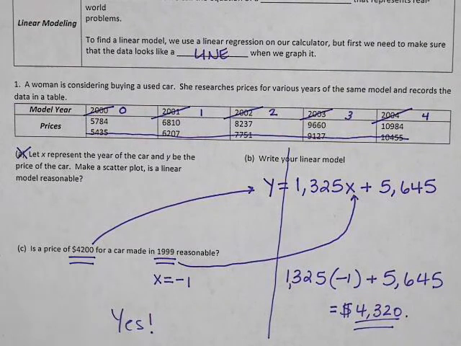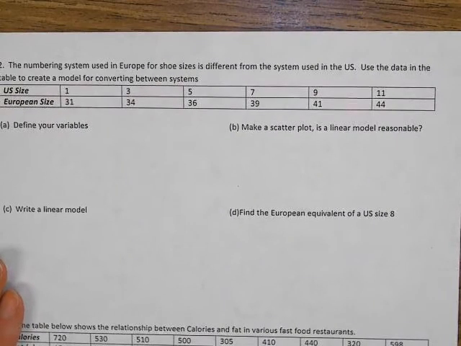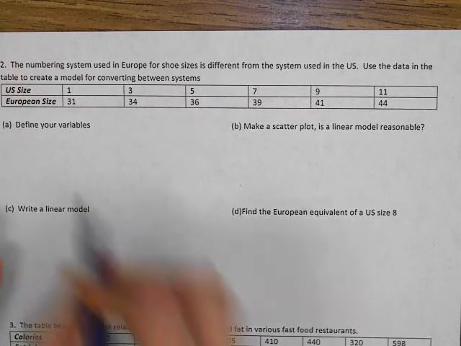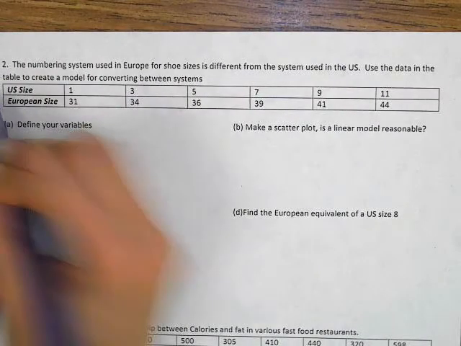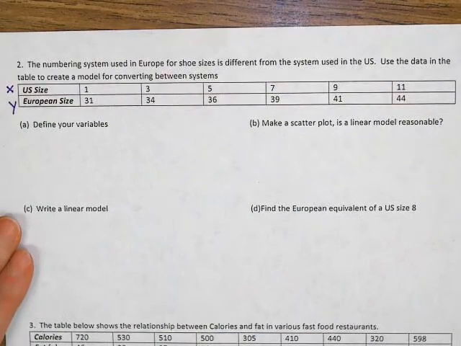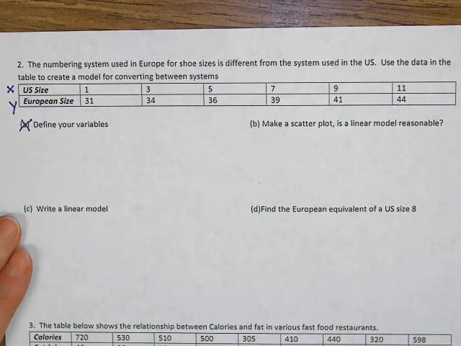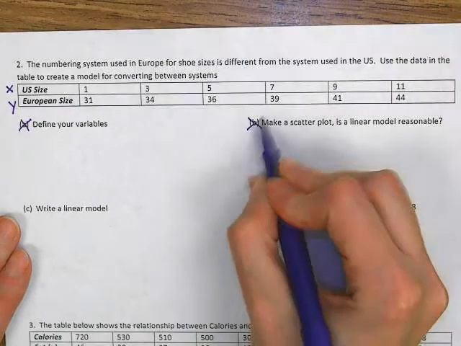Okay, so number 2 and 3 are the same thing. So feel free to pause the video, try it, and check, or just do it with me. Okay, so letter A, define your variables. Let's have the US be X and the European size be Y. Okay, so that's define your variables. Make a scatter plot. Is a linear model reasonable? We're going to skip that.